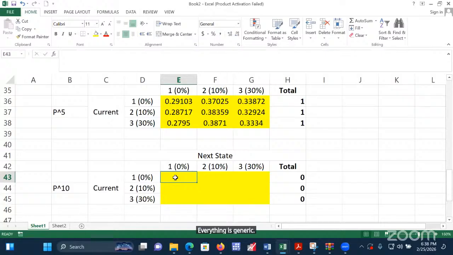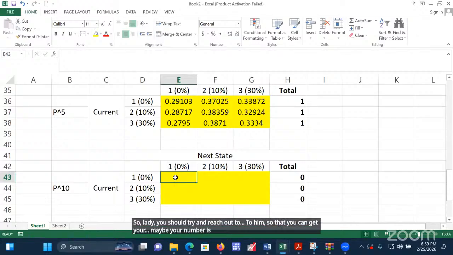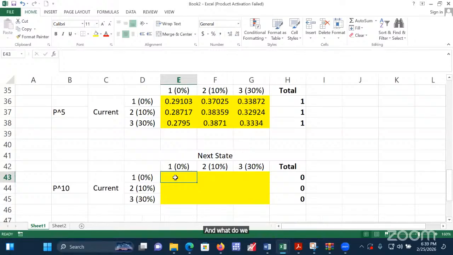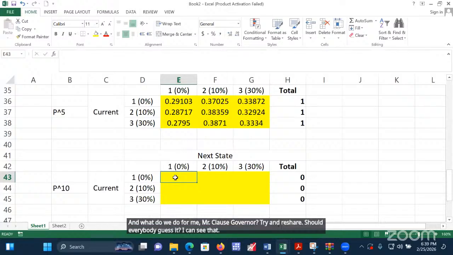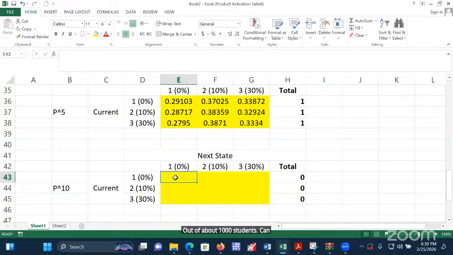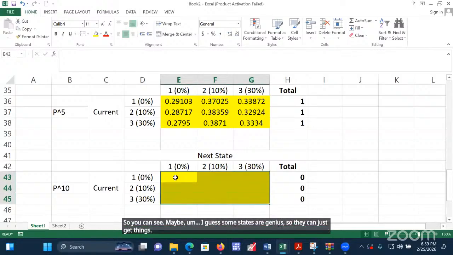So, lady, you should try and reach out to him, maybe your number is not on the platform. And Mr. Class Governor, try and reshare so that everybody gets it. I can see that out of about 1,000 students, only 100 and something actually logged on. I guess some students are geniuses, so they can just get things being taught. Yes, go ahead.